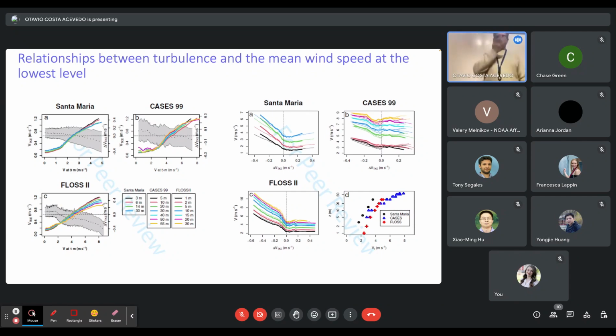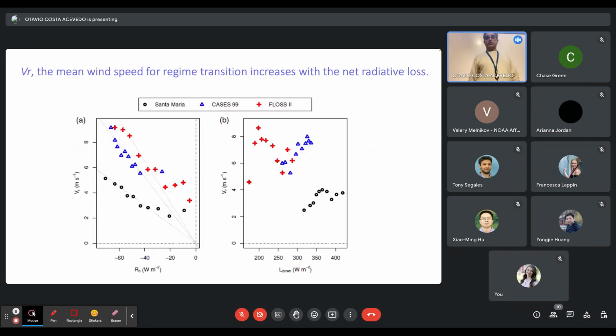I will not go into a lot of detail, but based on the idea that the vertical gradient of TKE inverts, shifting sign at the transition, we use that to determine, at those three sites, how the wind speed threshold for regime transition depends on net radiation, because we have a very precise criterion to define that. We could split the data by net radiation, and that criterion still works for smaller chunks of data. I can go into more detail if anyone wants, after the seminar or whenever. Just come find me.